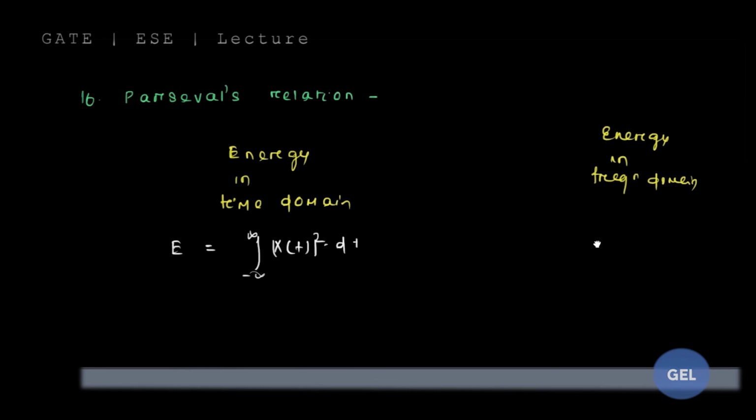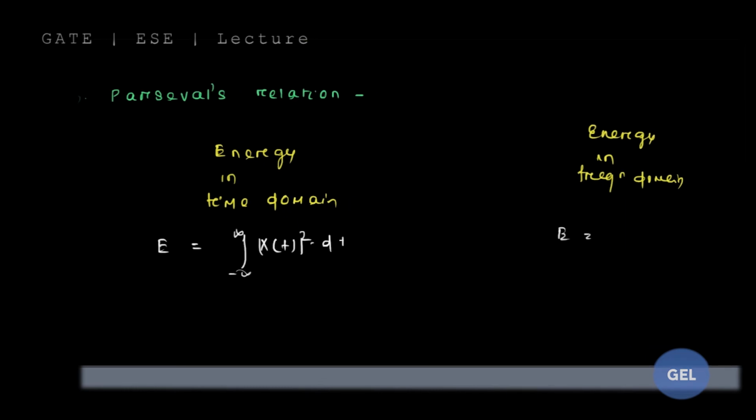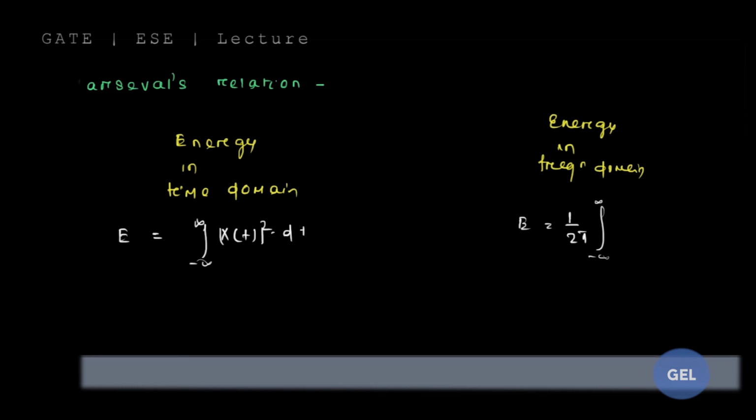Energy in the frequency domain is E equals 1/2π. Obviously, when there is an integration, there must be 1/2π. Please remember this, in most of the cases, not all cases. Instead of remembering a lot of formulas, I gave you this trick. I'm really sorry for that. Integral of |X(jω)|² dω. Now, Parseval's theorem states that this value is equal to this value. That's it. Energy in time domain is equal to energy in frequency domain.